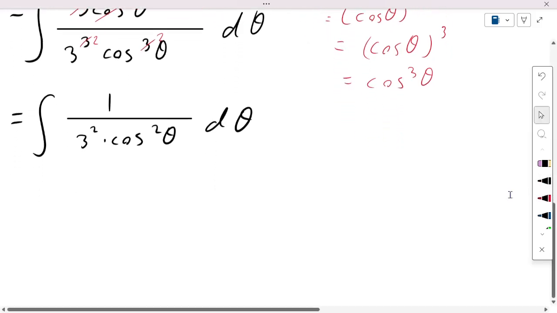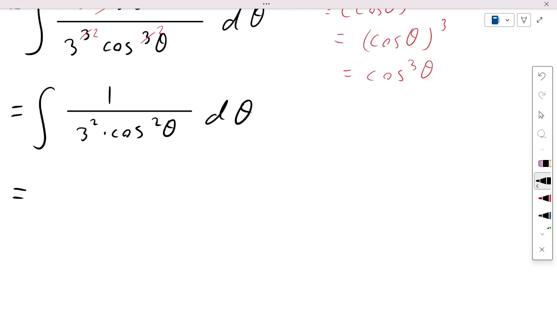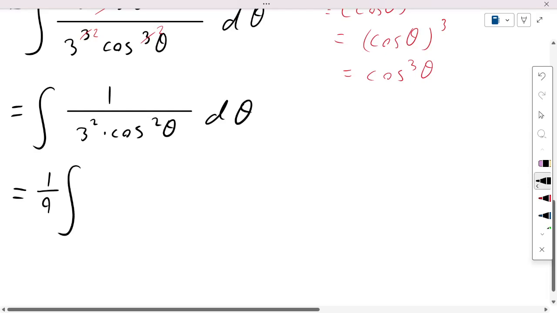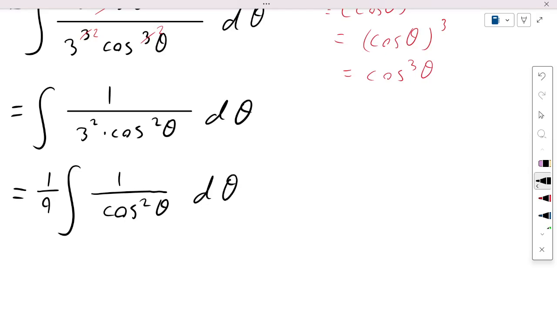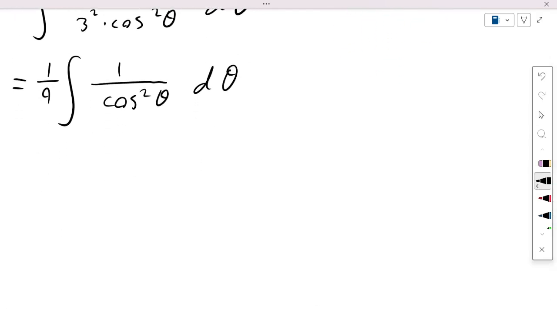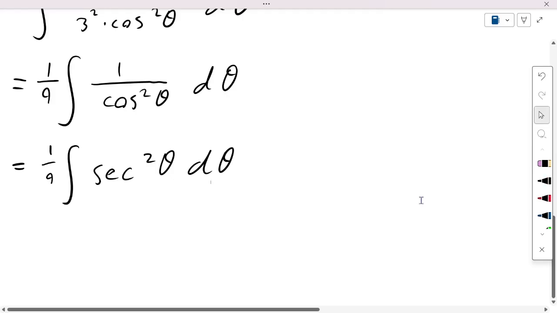But yeah, let's just break this up over here. What we can do is take this out of the integral because this is 1 over 3 squared, which we can take out as 1 over 9 because 3 squared is 9. Then we can write it as 1 divided by cosine squared theta with respect to theta. And then we know that this simplifies to 1 over 9, and then we're going to have secant squared theta with respect to theta. Okay, lovely. Now we can integrate quickly.